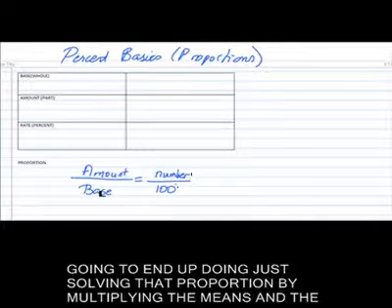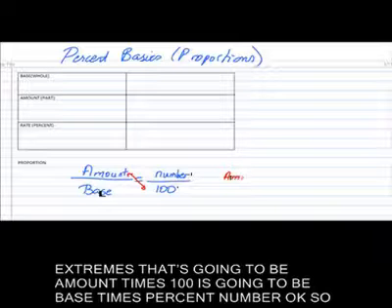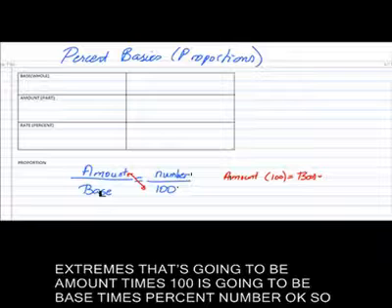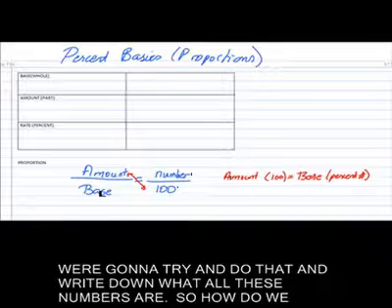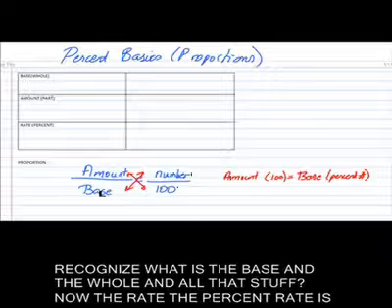Then what you're going to end up doing is just solving that proportion by multiplying the means and the extremes. That's going to be amount times 100 is going to be base times the percent number. Okay, so we're going to try to do that and write down what all these numbers are. So how do we recognize what is the base and the whole and all that stuff?